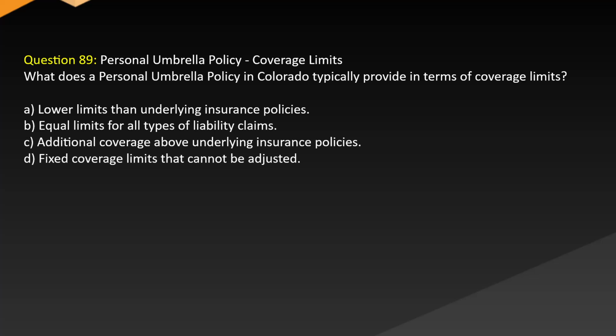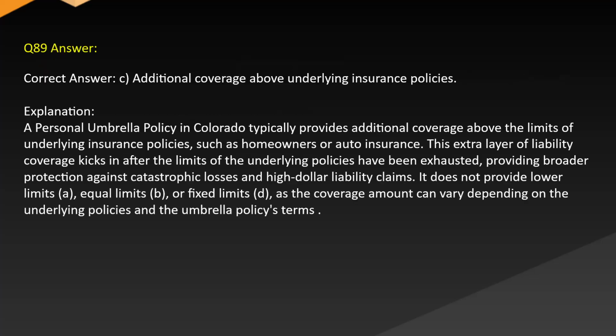Question 89. Personal umbrella policy. Coverage limits. What does a personal umbrella policy in Colorado typically provide in terms of coverage limits? A. Lower limits than underlying insurance policies. B. Equal limits for all types of liability claims. C. Additional coverage above underlying insurance policies. D. Fixed coverage limits that cannot be adjusted. Correct answer: C. Additional coverage above underlying insurance policies.